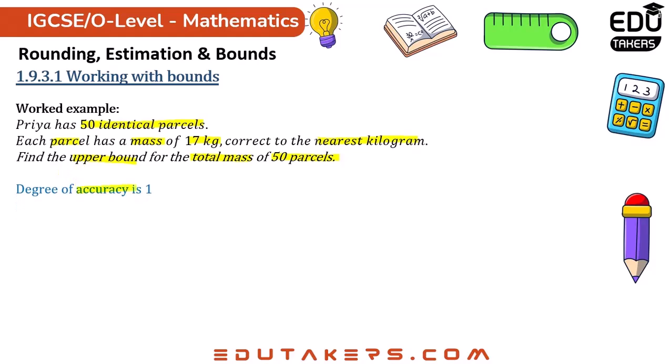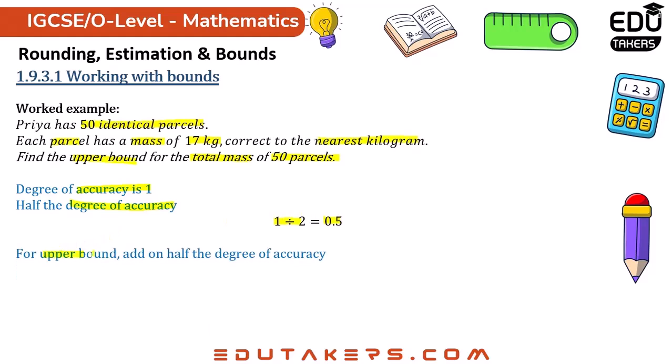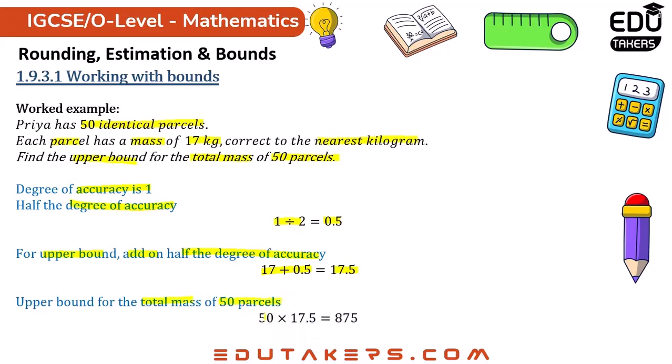Now the degree of accuracy is 1, so half the degree of accuracy is 1 divided by 2 equals 0.5. For upper bound, add on half the degree of accuracy. So 17 plus 0.5 equals 17.5. And the upper bound for the total mass of 50 parcels equals 50 times 17.5 equals 875. So the answer is 875. This is the upper bound of the total mass of 50 parcels.